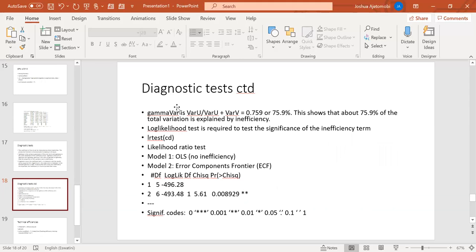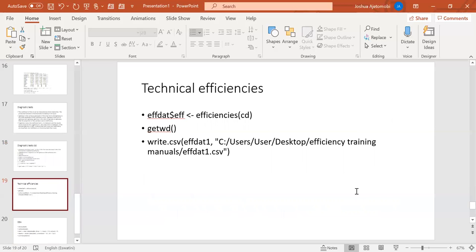But the most important parameter that we are going to interpret is what is called gamma var. In this case, it's 0.76. Sort of, we show that about 76% of the total variation is explained by inefficiency. We interpret that one for me when we get there. That is the most important thing, because we want to know this efficiency that we have calculated.